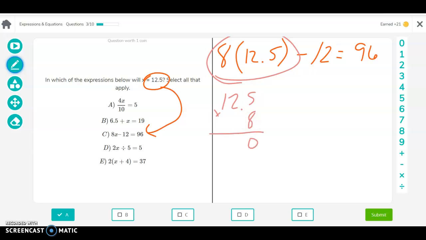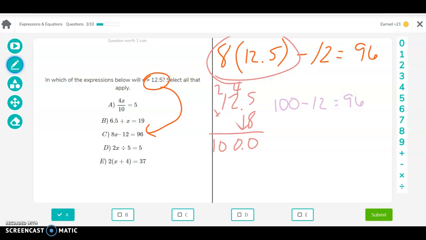8 times 5 is 40, carry your 4. 8 times 2 is 16, plus 4 is 20. 8 times 1 plus 2 is 10. Drop your decimal down. We have 100. So 100 is going to replace the first part of our problem. So now we're going to make this problem 100 minus 12 equals 96.